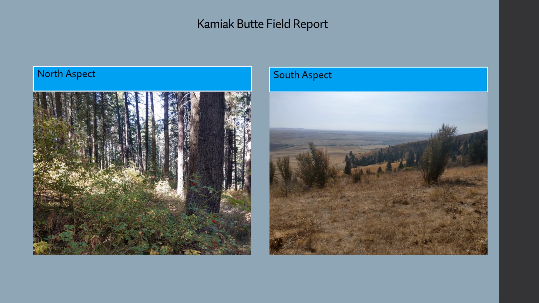The south aspect of Kamiak Butte is so much different due to orientation toward the sun as well as higher wind exposure than the north aspect. The south aspect is always receiving more sunlight than the north aspect. This affects moisture availability in the soil. It also means that the plants that live on the north aspect that prefer shade and more moisture will not be able to thrive and survive on the south aspect.